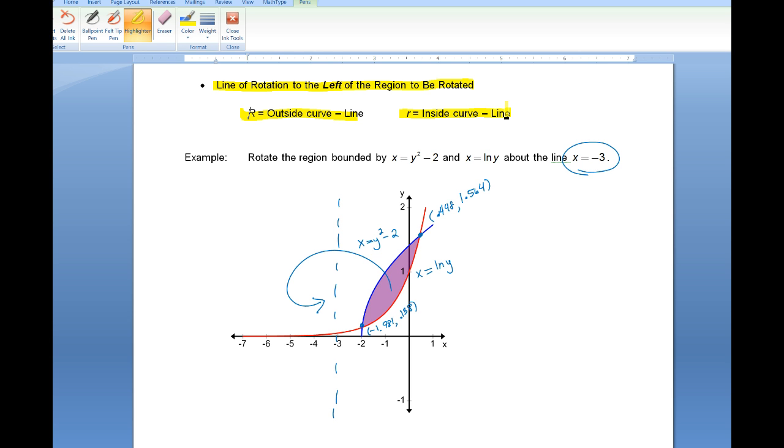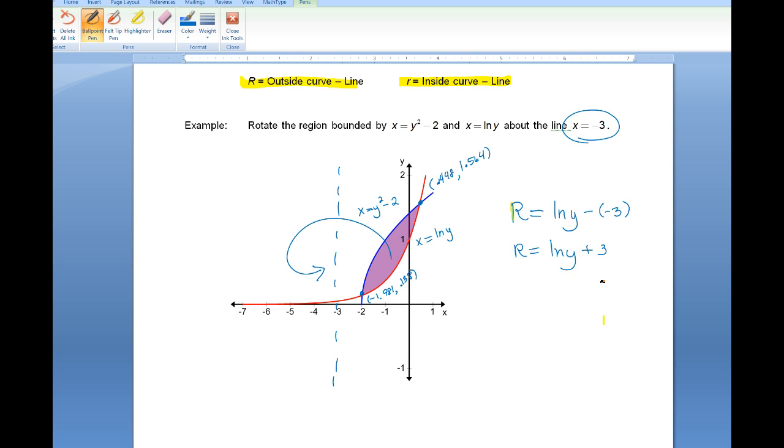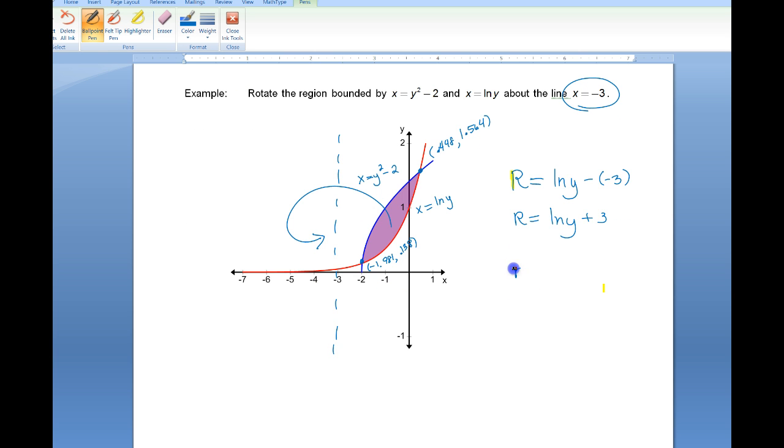Okay, so when we start rotating it, what's big R? ln y plus 3. So it's going to be the outside curve minus the line. So it's going to be ln of y minus negative 3, or some of you might have seen it's just going to be ln of y plus 3. And what's the inside curve? Good, so y squared minus 2 minus negative 3, so that'll be plus 3. So little r is y squared plus 1.